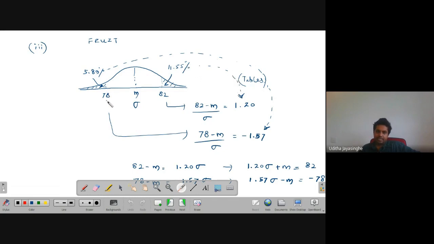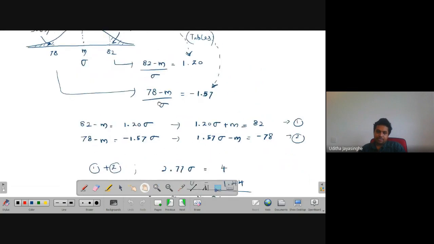Similarly, for the other side, 78 minus M. So be careful here. You don't take M minus 78 just because this is lower. Always you take the application of the equation: X minus mu, not mu minus X. 78 minus M divided by rho is going to be equal to negative 1.57. This is the corresponding Z value.